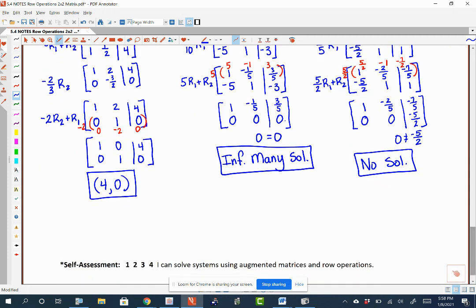So go ahead and self-assess. How do you feel about solving these augmented matrices using our row operations? And good luck on your assignment.